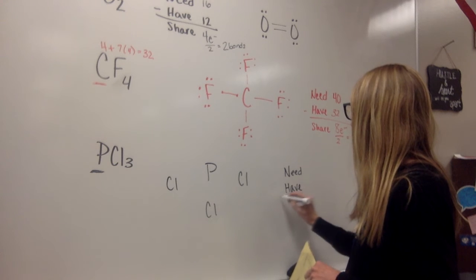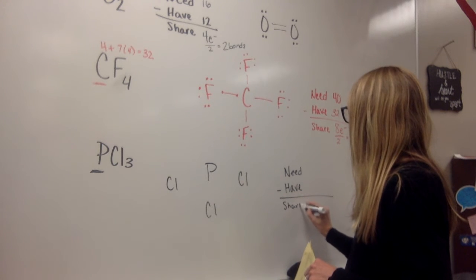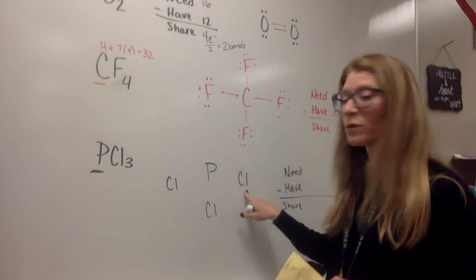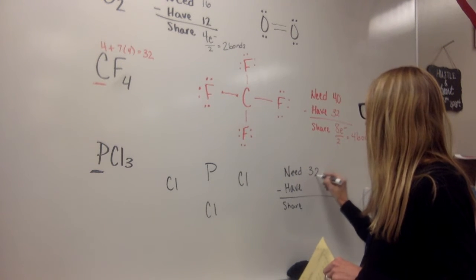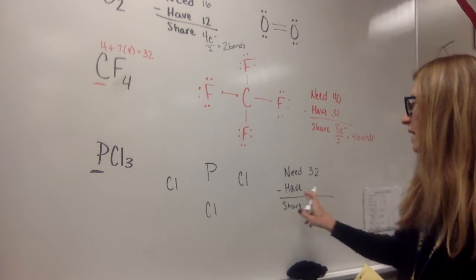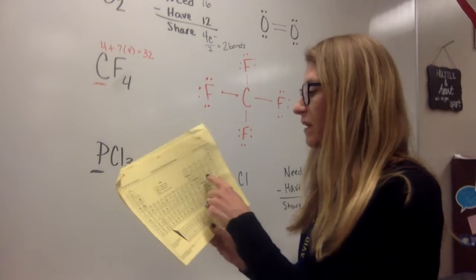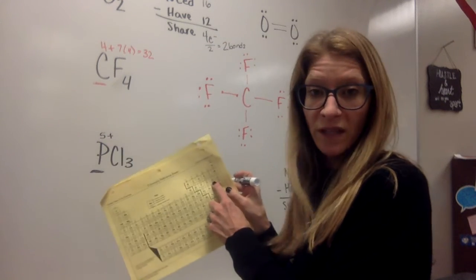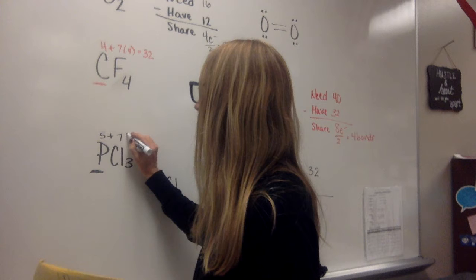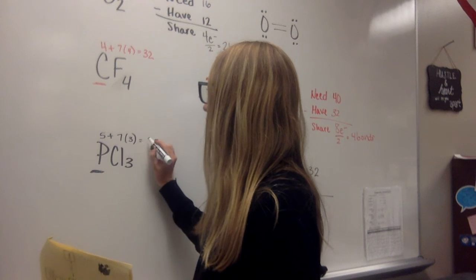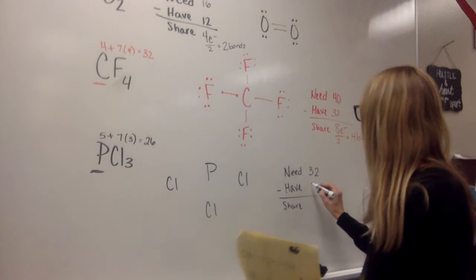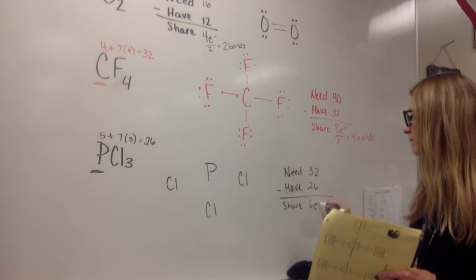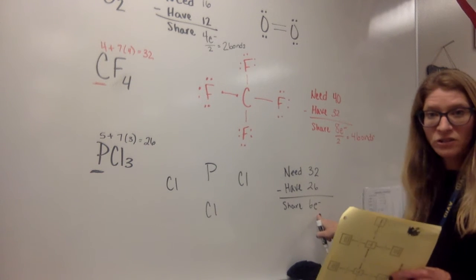Need, have, share. Again, all atoms need 8 electrons to be stable. So we have 1, 2, 3, 4 atoms that need 8. So we would need a total of 32 electrons. Then we count up how many they actually have. Phosphorus has 5 valence electrons. Chlorine has 7, and there's 3 chlorine atoms. So 3 times 7 is 21, plus 5 more is 26. So we have 26. When we subtract those, we find out that we will share 6 electrons.